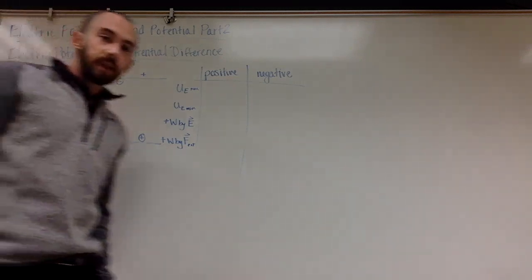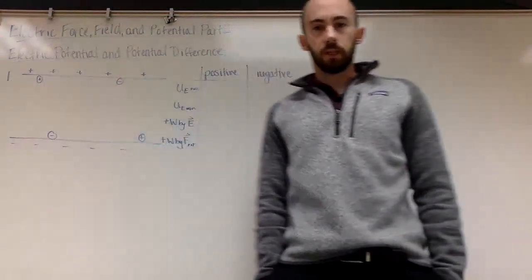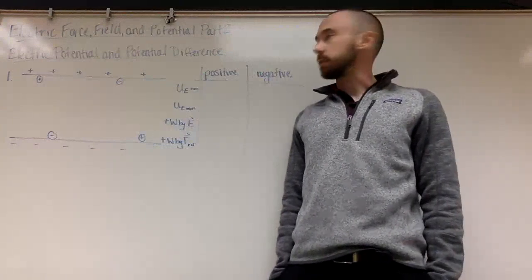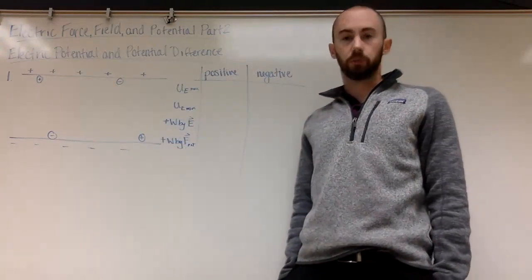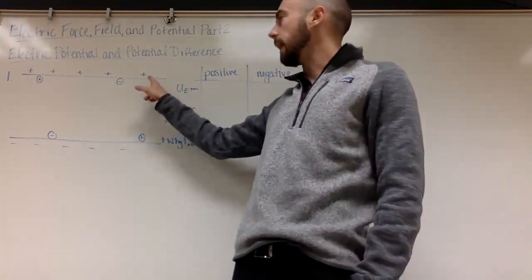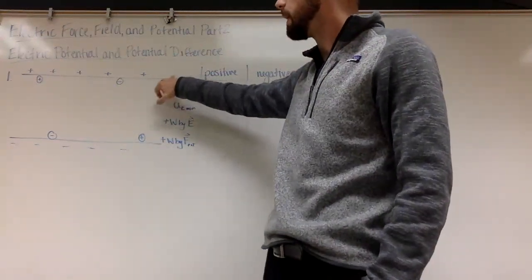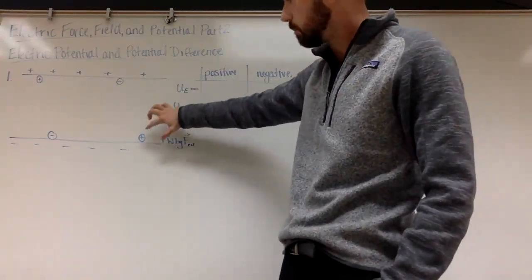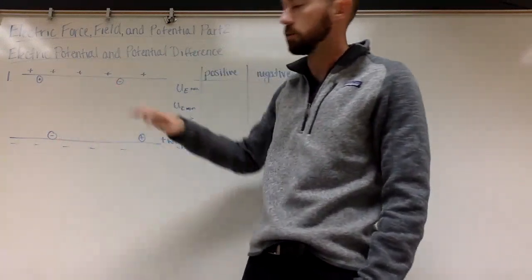All right, so we're starting the second half of our electric force, field, and potential unit, and the first section in it is electric potential and potential difference. So right now we've got a diagram here where there's a positive plate and a negative plate, and I've put a couple of positive charges and a couple of negative charges on there.